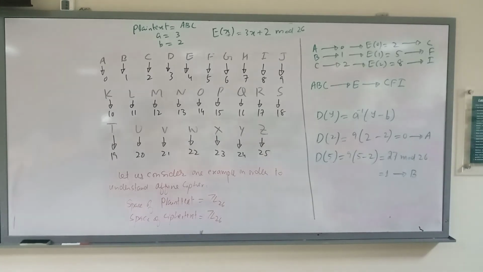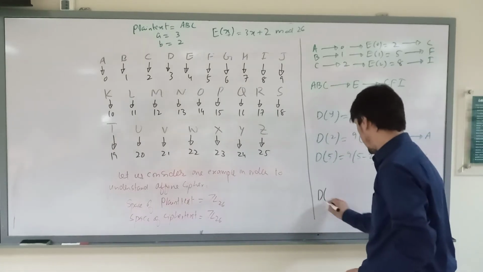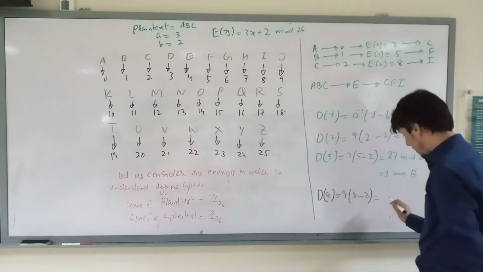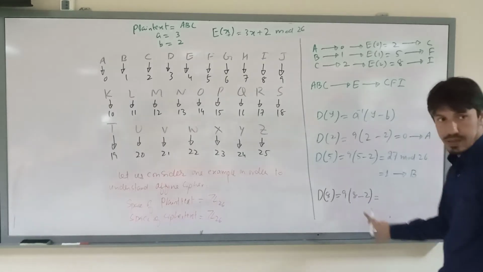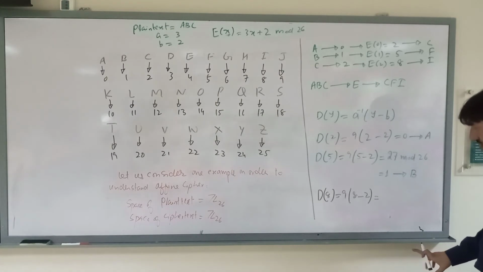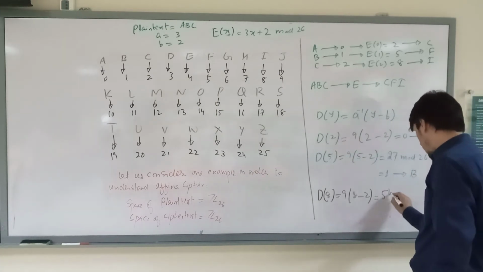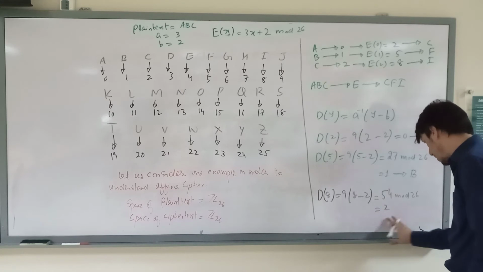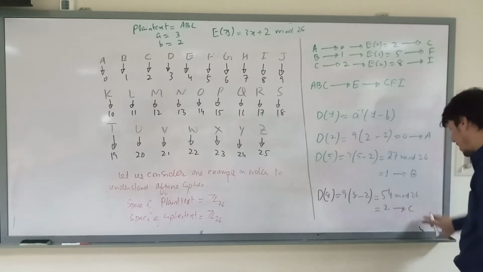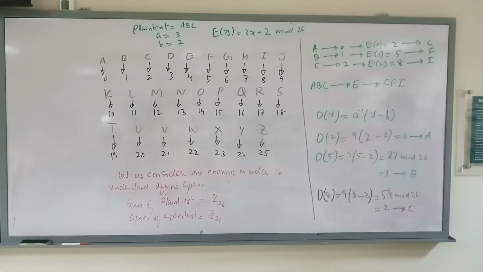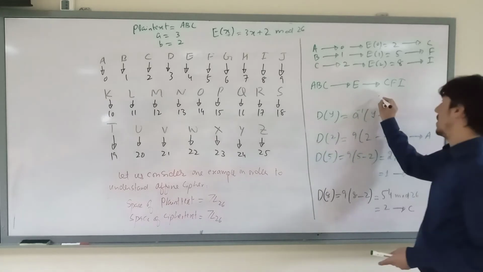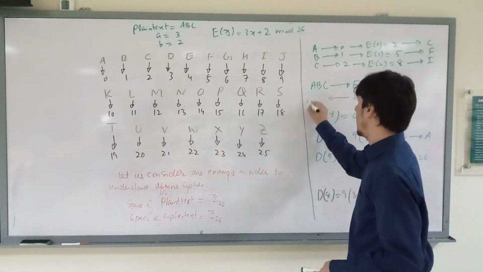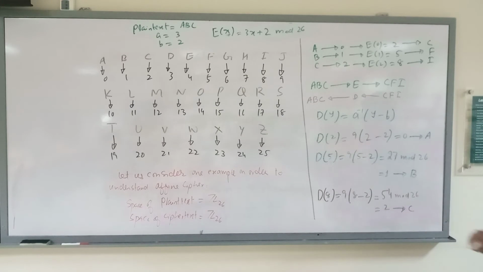Similarly for D, which is 8: 9 times 8 minus 2 is 54, and 54 under mod 26 gives 2, so it is ultimately C. So with the help of this decryption function, if I apply D to this C, F, I, you will get again A, B and C. So this is the affine cipher.